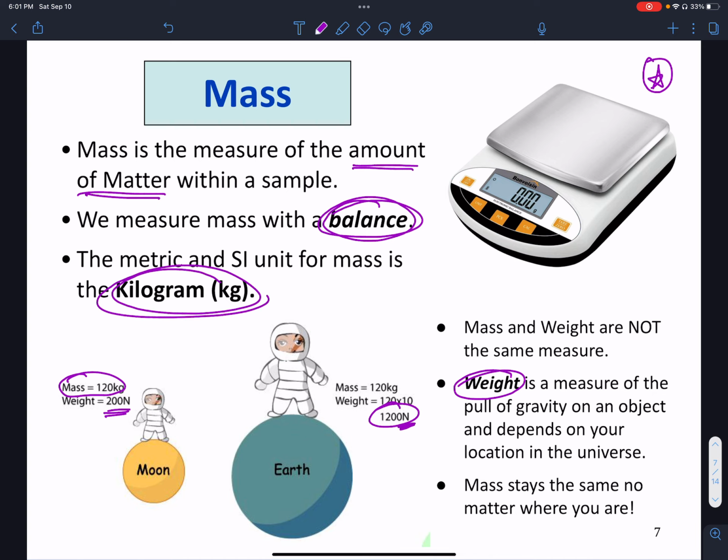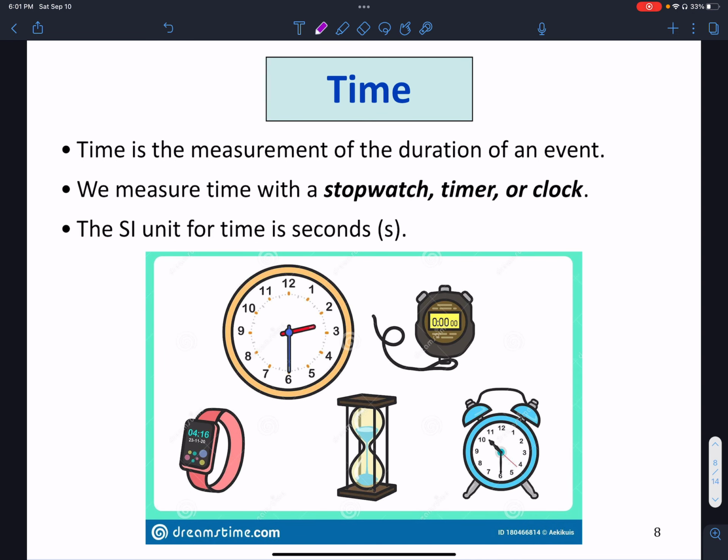and we use the kilogram as our unit. Time, we all understand what time is, but generally speaking, it's the measurement of the duration of an event. We measure time using various tools: stopwatches, timers, clocks. You know, we have this lovely hourglass. We don't do much with that in science, but I mean, you could. The SI unit that we use for time is the second.